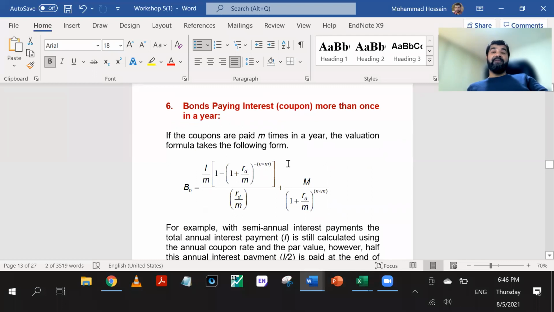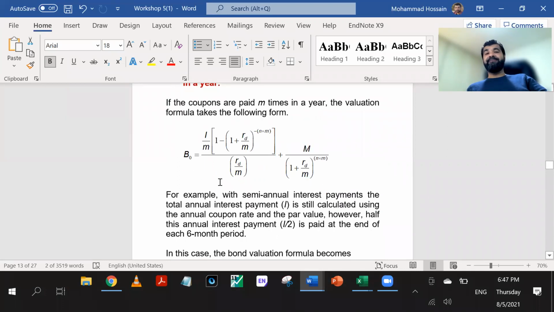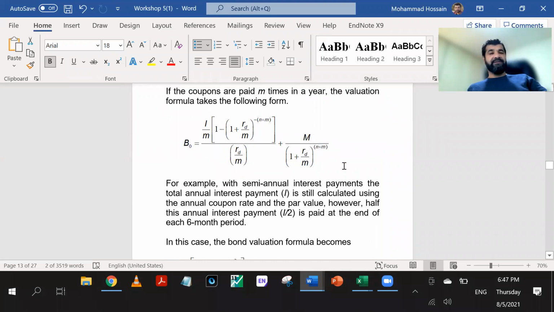Now the problem will arise if the bond pays interest more than once in a year. If the coupons are paid M times, the same thing comes up again, but the formula will change: r divided by M, to the power of M times n. Exactly the same thing, just multiply with M. Here also the same thing, nothing else.